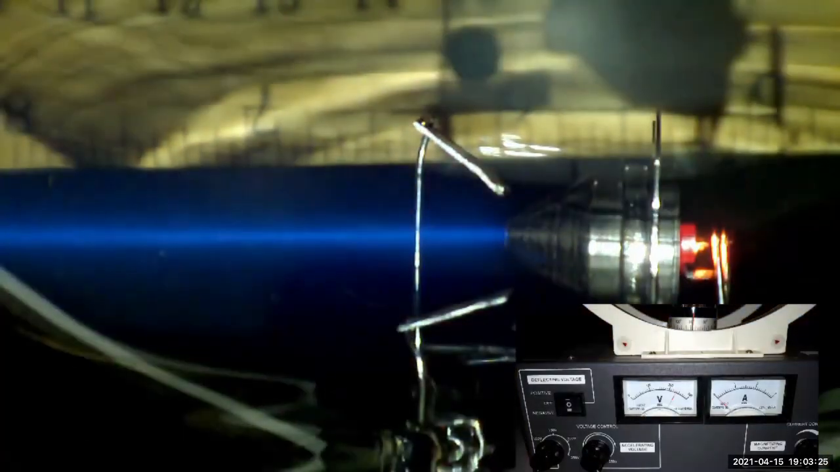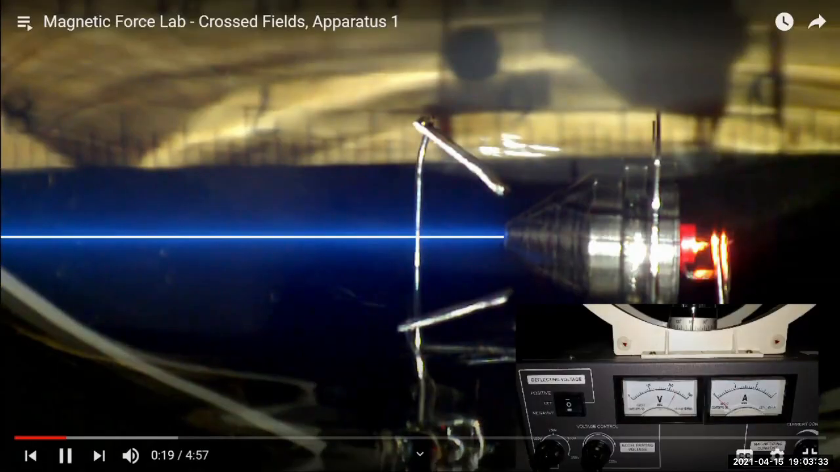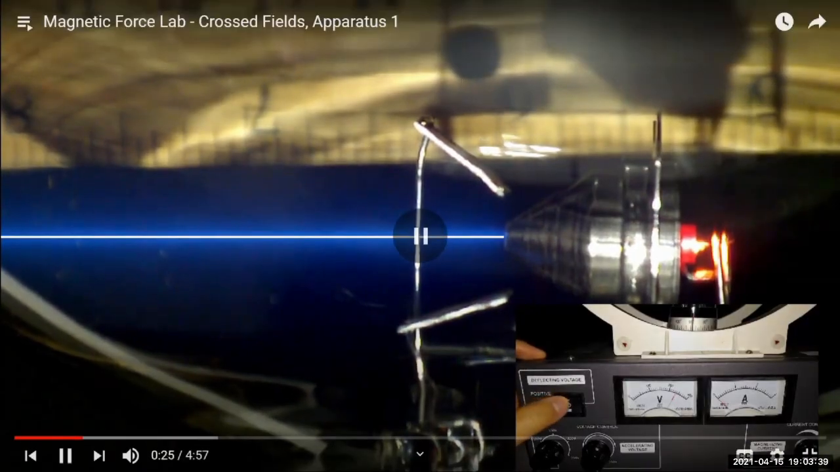This technique can be used to directly estimate the velocity of the electrons. Please note the precision of this technique is limited for a number of reasons. I am overlaying a white line here to indicate the undeflected path of the beam.